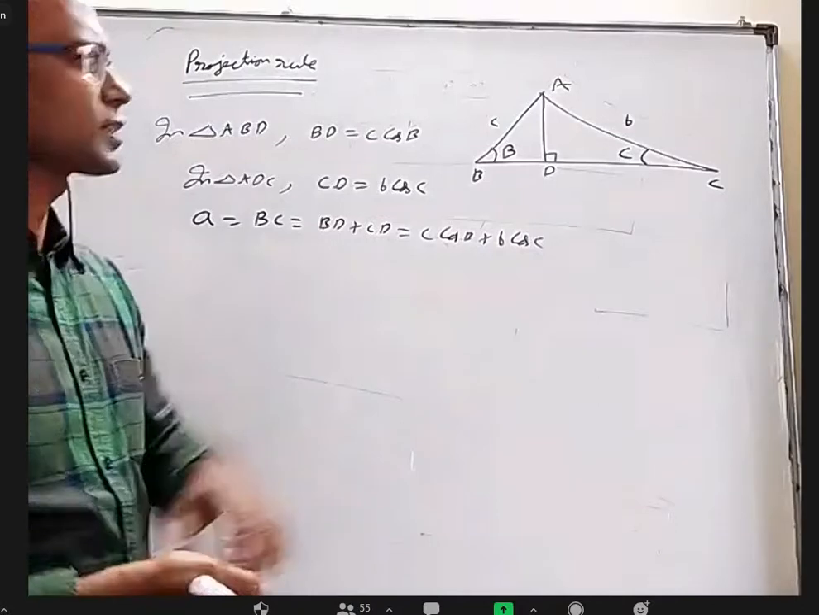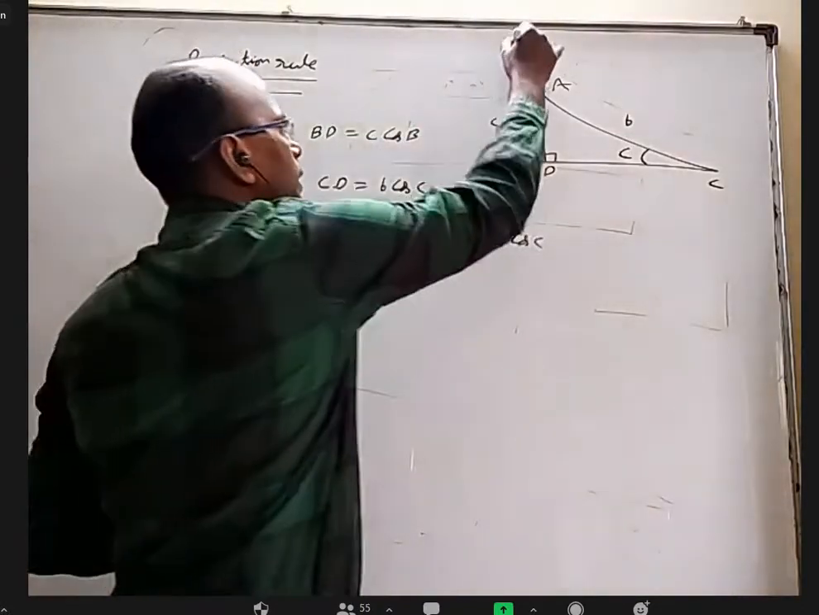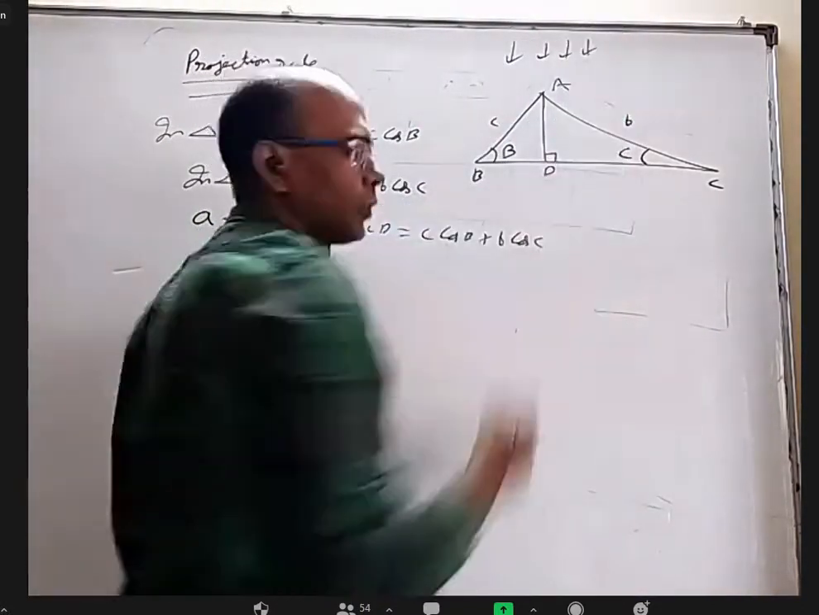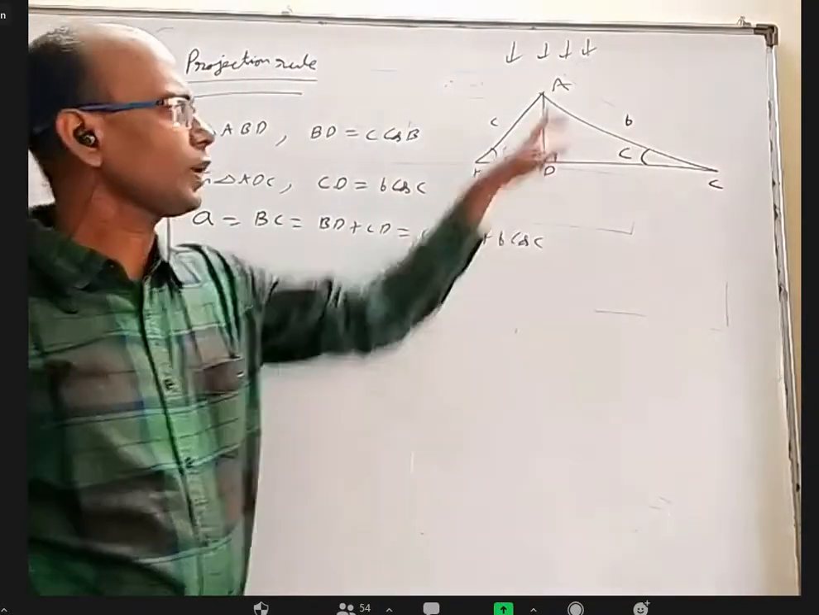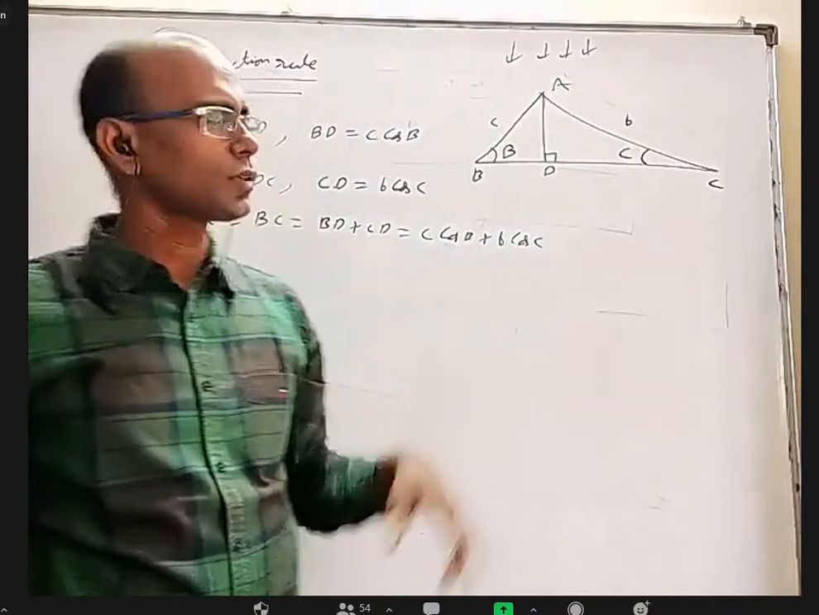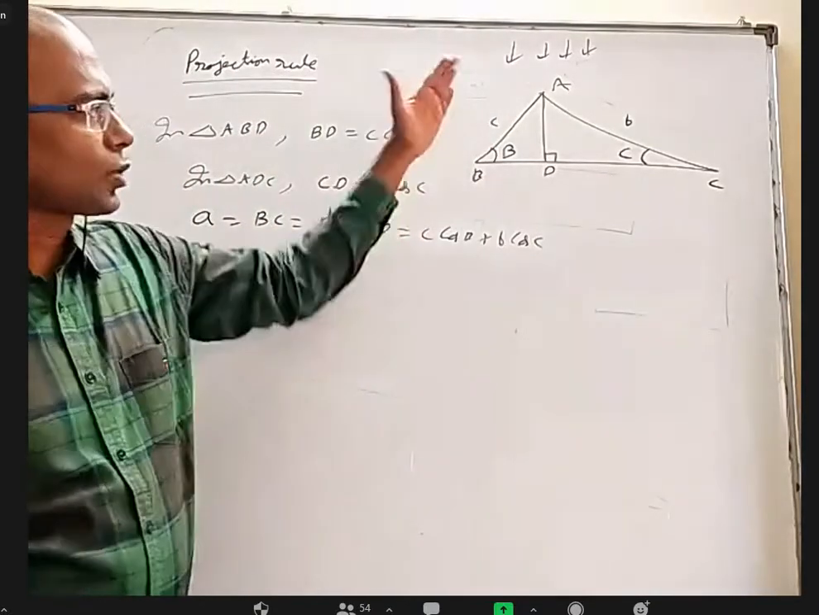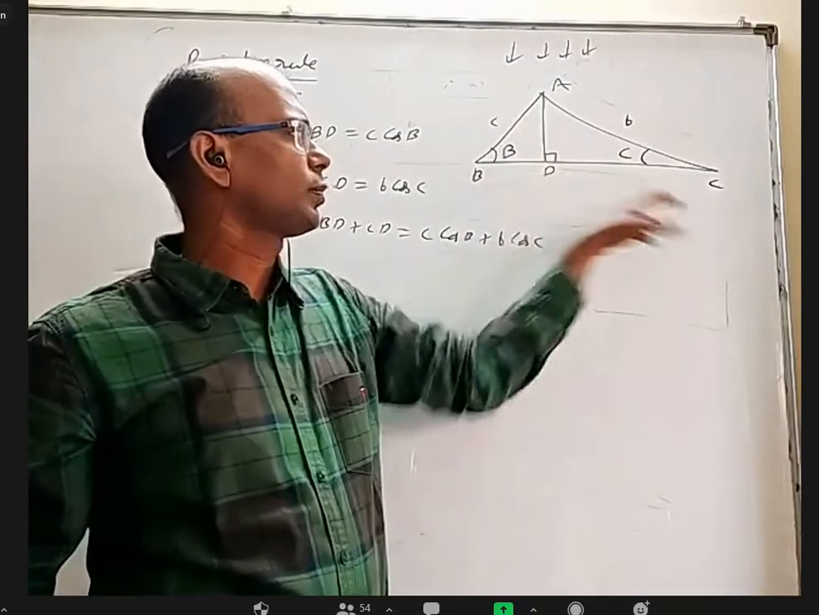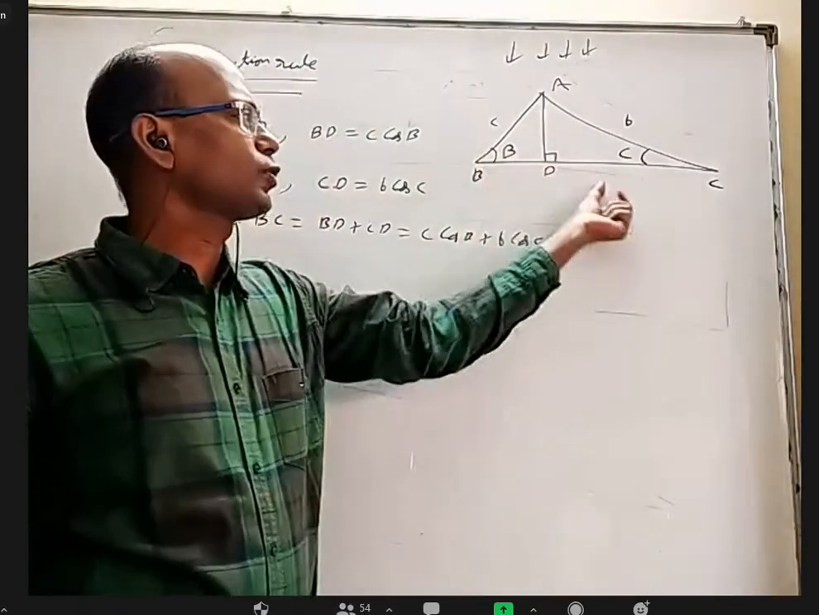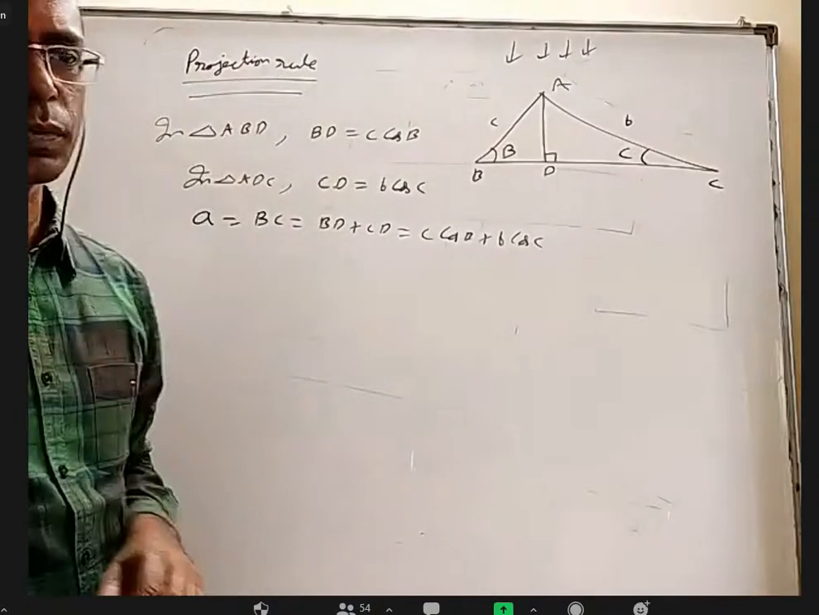Why it is called projection is, if you project light here, the shadow of AB is BD and the shadow of AC is BC. So the shadow is called projection. Projection of AB along BC is BD. Projection of AC along BC is DC. By adding the two projections, we are getting BC length. That's why it's called projection rule.